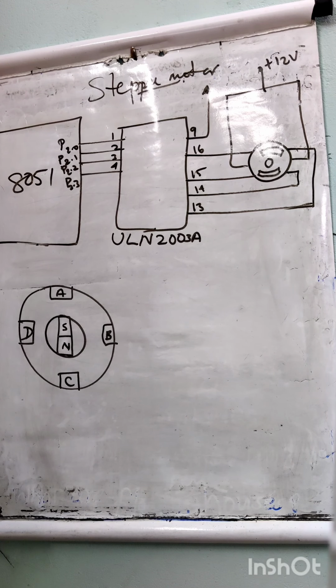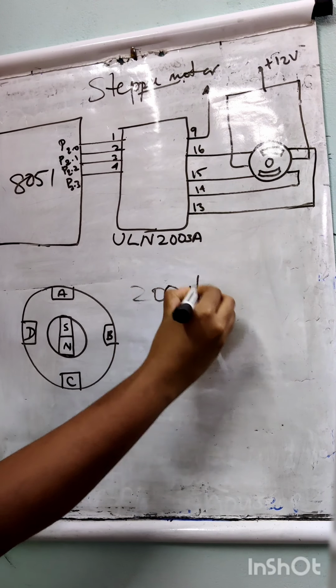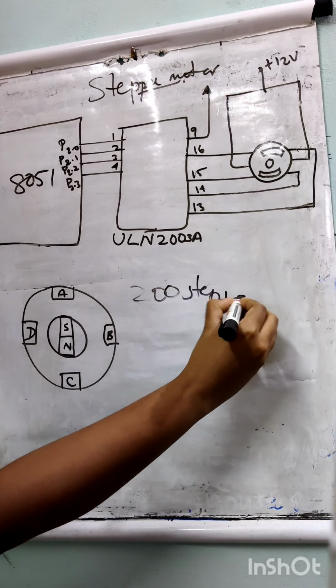Typically a stepper motor consists of 200 steps. So these 200 steps equal 360 degrees, and so one step equals 360 by 200, that is 1.8 degrees. Therefore every step is 1.8 degrees.